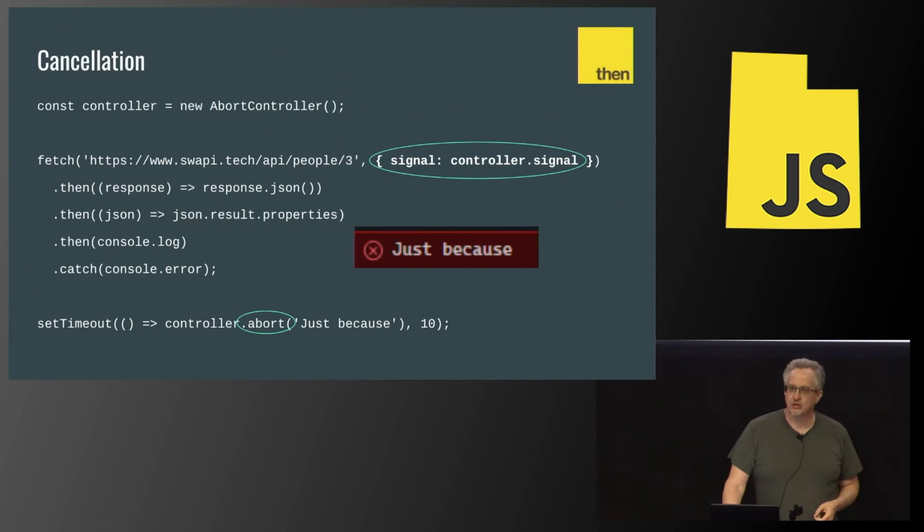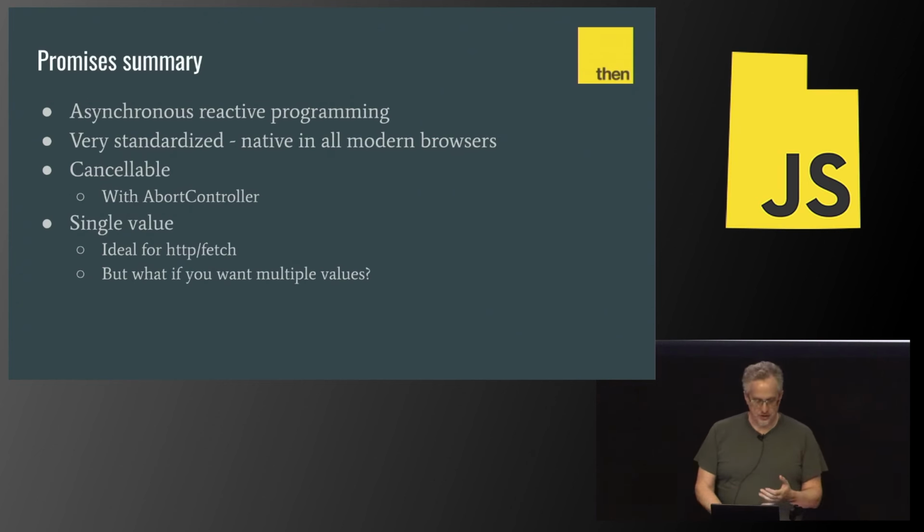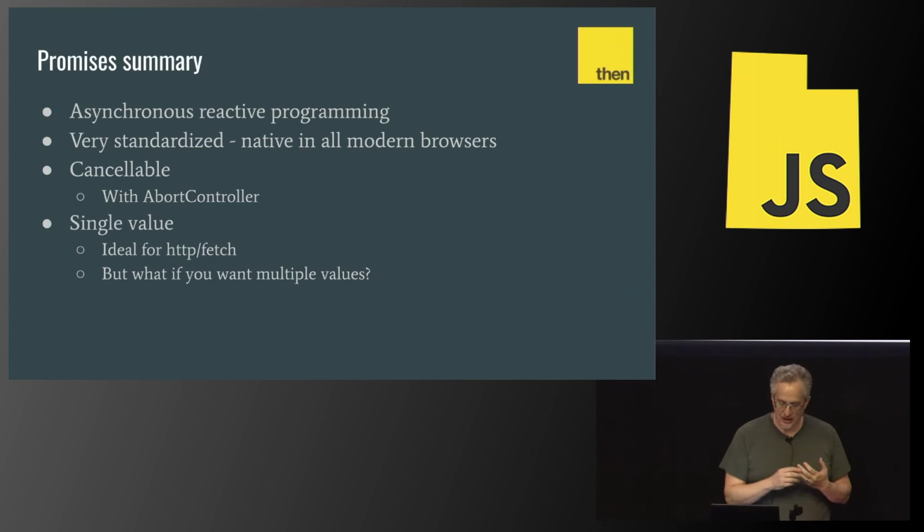So it drops down to that catch block. None of the thens get operated. We have canceled it, and we have an error to represent that we canceled it. So in summary, with promises, it's asynchronous reactive programming. It's very standardized, native in all browsers. It's cancelable with the help of the AbortController, and it's ideal for single values.